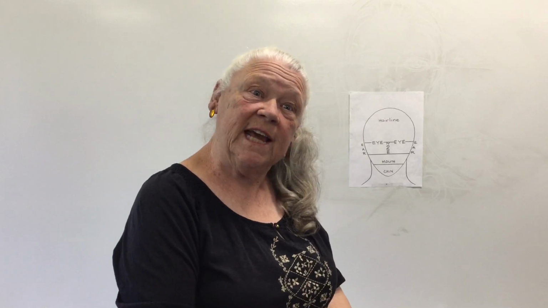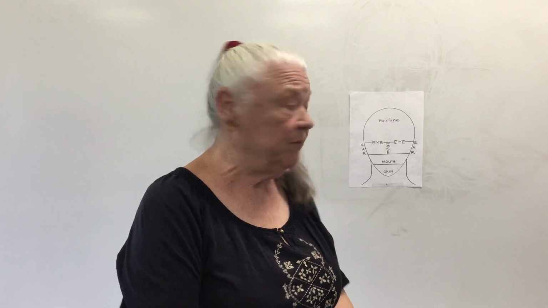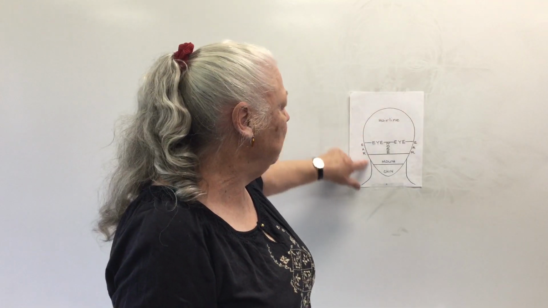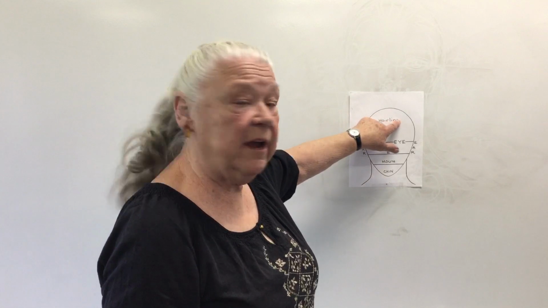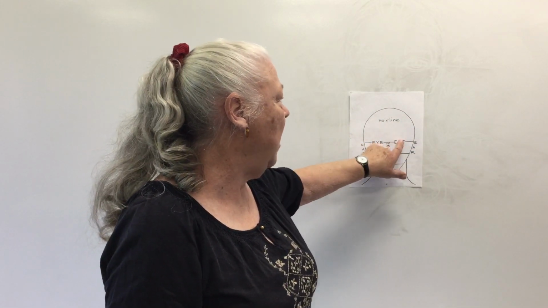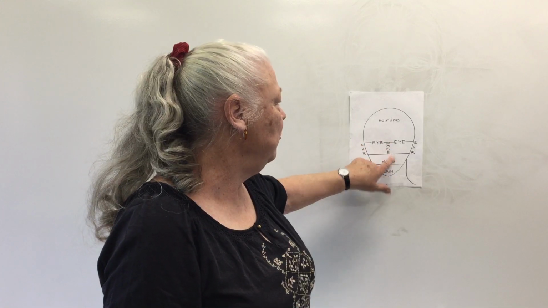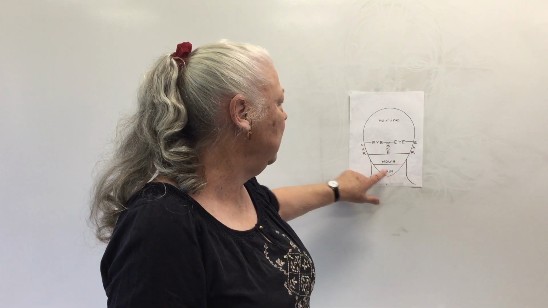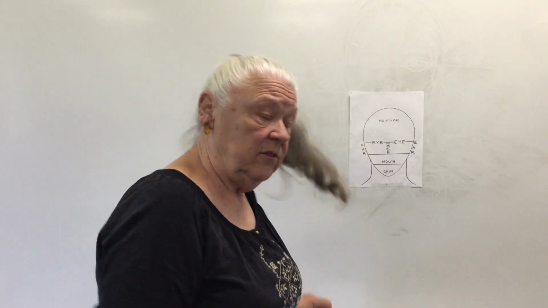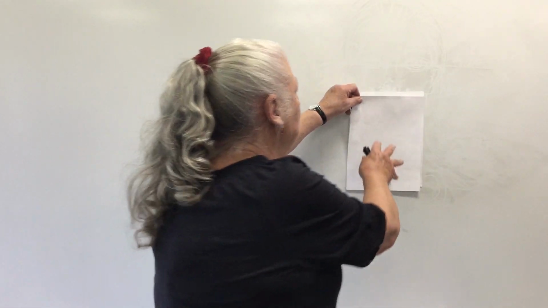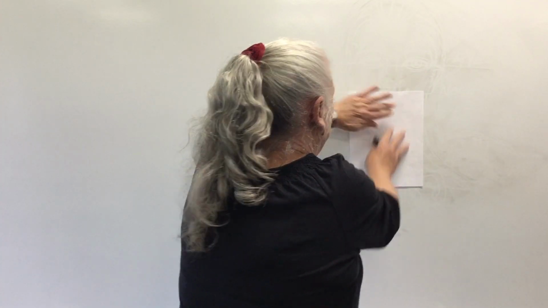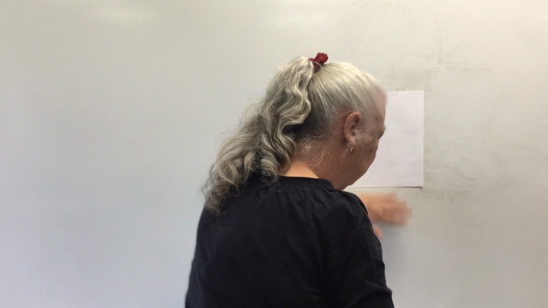Okay, now we're going to take a look at some of the papers you have. This one shows you the shape of the head. It shows you where the hairline is. It shows you the eye line and where the two eyes are, the nose, the mouth, the chin, and the ears. So if you put this right underneath your paper, like this, you can see it.